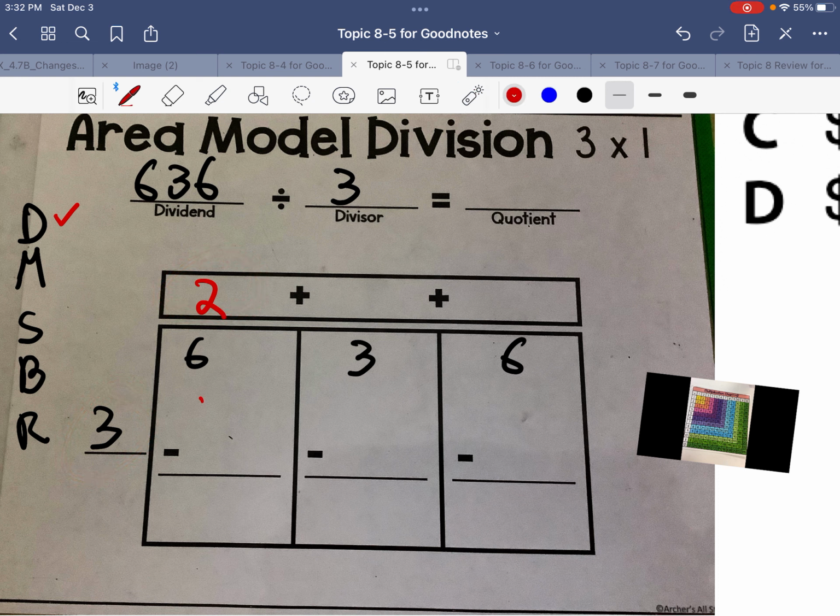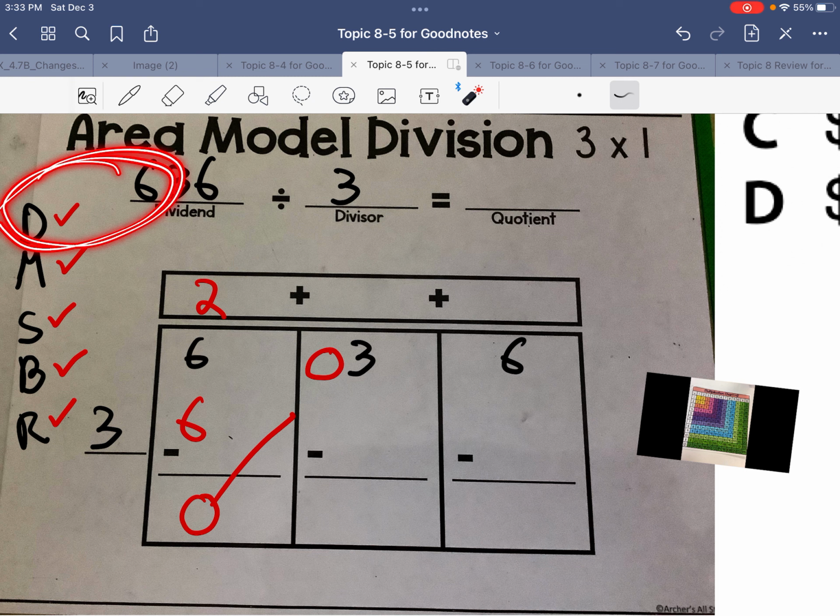3 times 2 is 6. Put a check mark. Now I subtract. 6 minus 6 is 0. Put a check mark. Now I bring it up. Put a check mark. And I'm going to do rover start over. So another check mark. I go all the way back to divide.